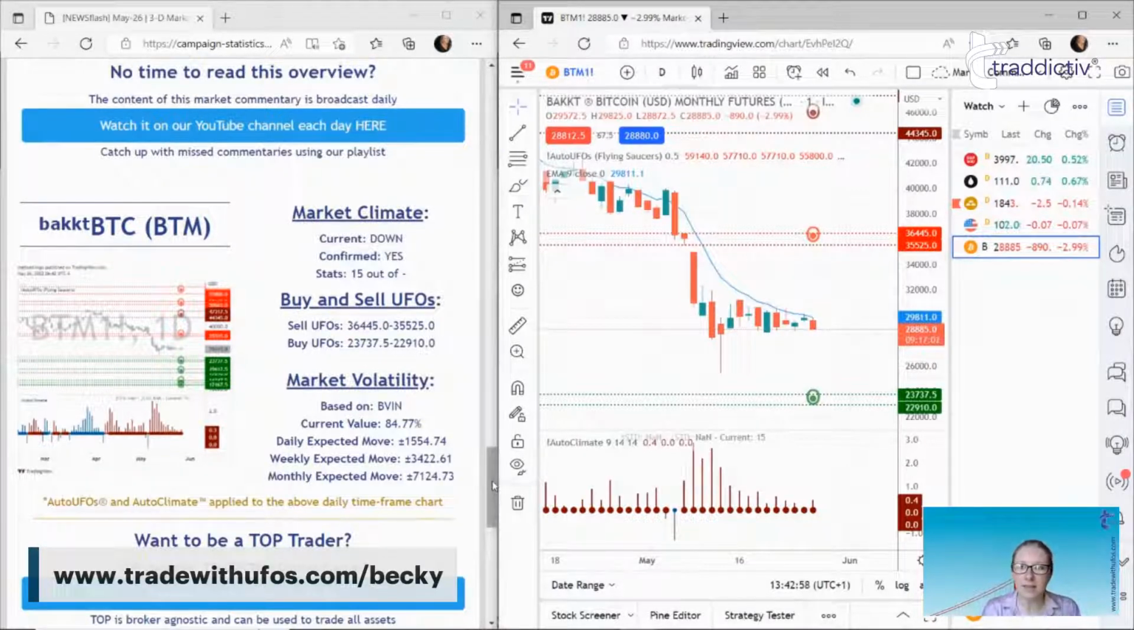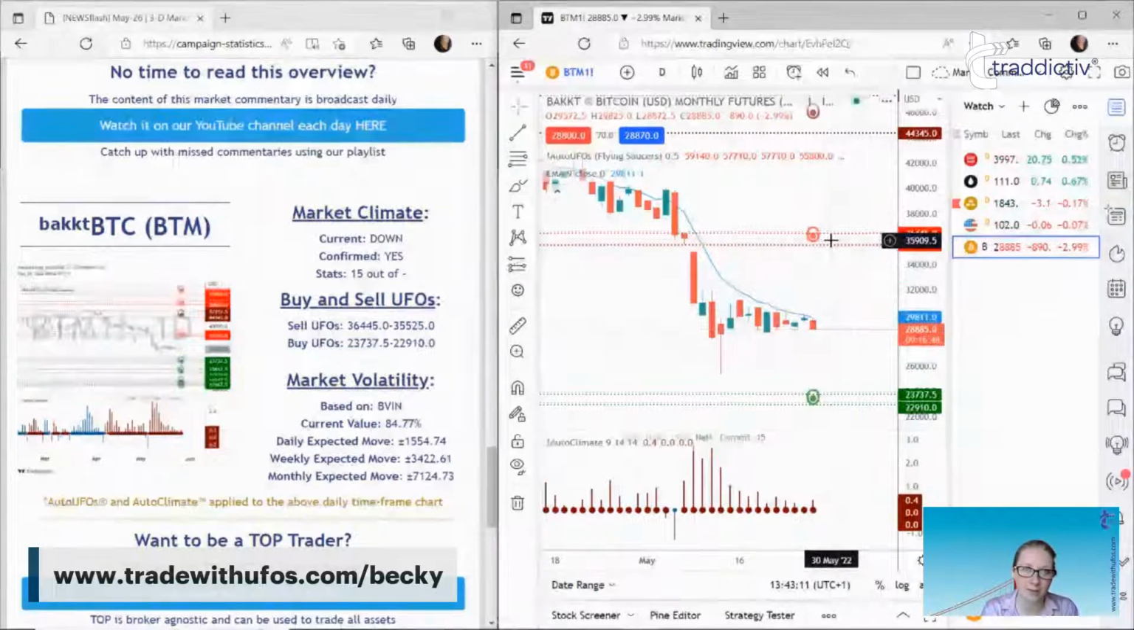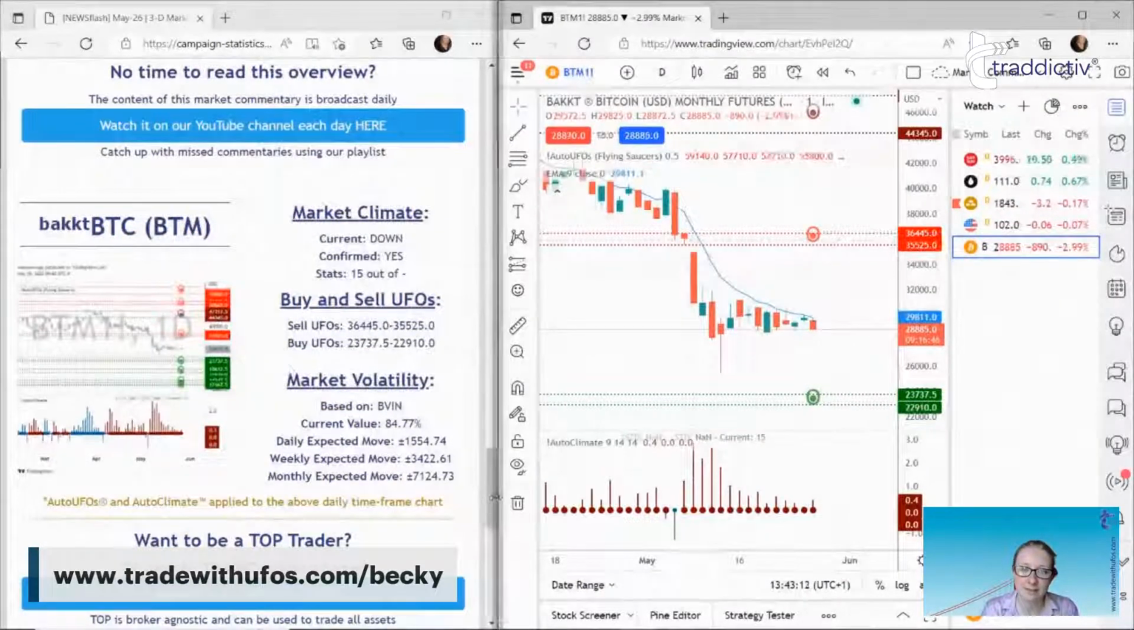So we've looked at each of our markets. We've looked at the climate for each of them using our app AutoClimate to help us figure out where the probabilities lie. We've looked at buy and sell UFOs to find buyers that could push price up or sellers that could push price down. And we looked at volatility.